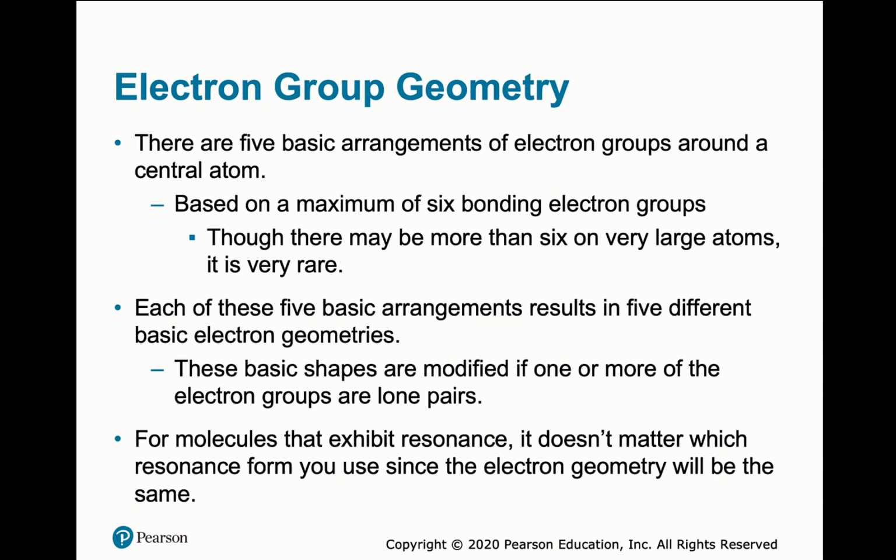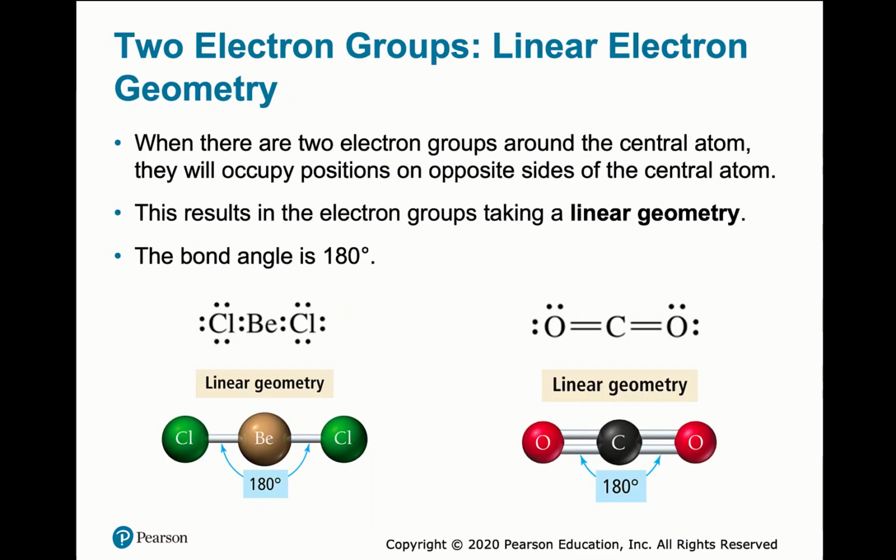We have these basic arrangements, and these are modified if there are lone pairs. We're going to go through each of the groups. Starting off with linear: when you have a central atom and two bonding groups, this is linear geometry. And remember, the bonding groups want to be as far away from each other as possible. What's the only way to be as far away from each other as possible? It's to be a straight line.